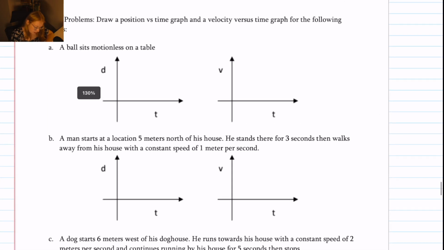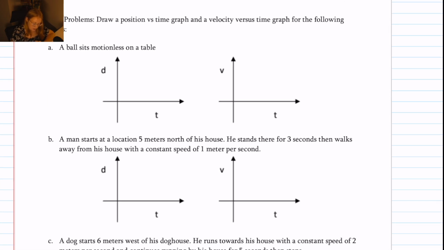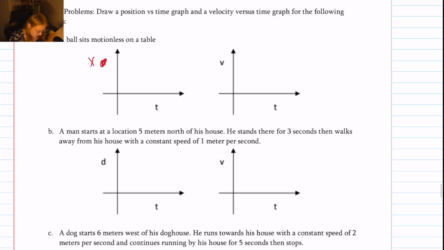All right, let's try to draw some position versus time and velocity versus time graphs, which I probably should have used an X for that. Okay, so a ball sits motionless on the table, so it's not even moving at all, and it's right at its starting position. So I'm just going to draw a flat line right on the x-axis. What would the velocity look like? Well, if it's a flat slope of 0, then the velocity is 0. We always just look at the slope. So for the velocity, I want to draw that as 0 as well.